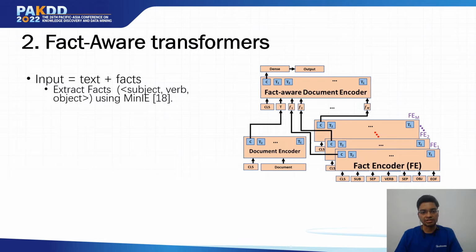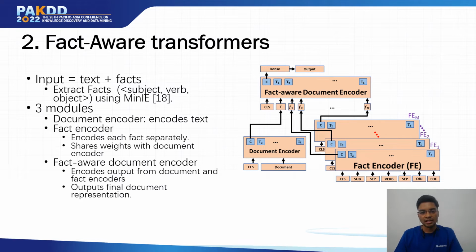The second approach is the fact-aware transformer. We hypothesize that the transition of the facts associated with the entities across sentences could help better capture the essence of text coherence. Our approach is to fuse the document-level information with factual information. For this, we extract facts for a given input string using an open information extraction system called MinIE and use this as additional input to the model. Facts are ordered tuples consisting of subject, verb, and object.